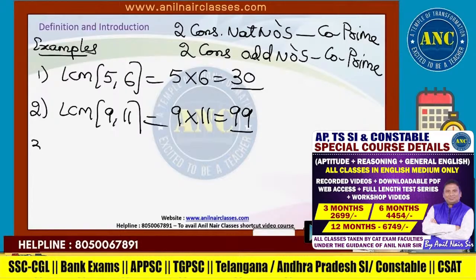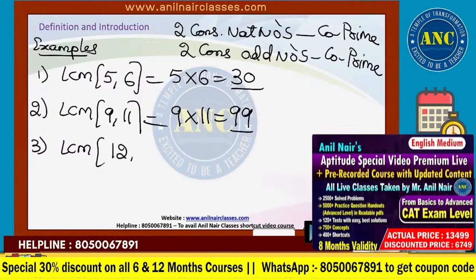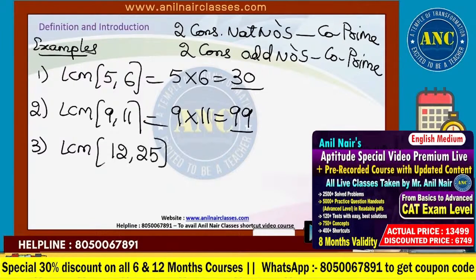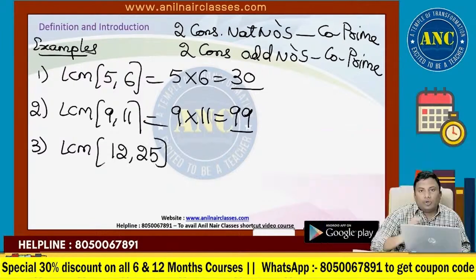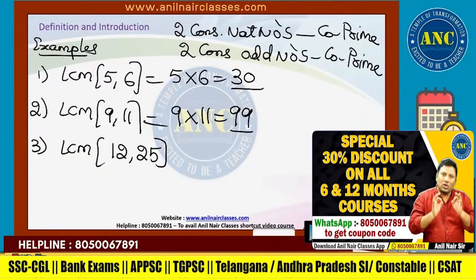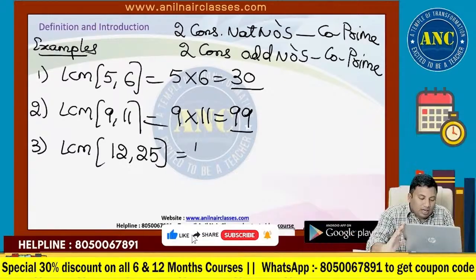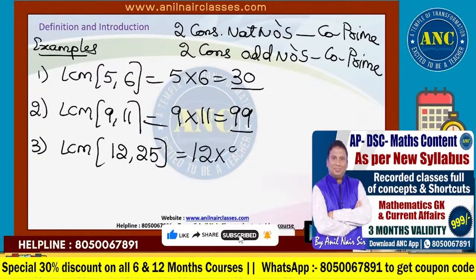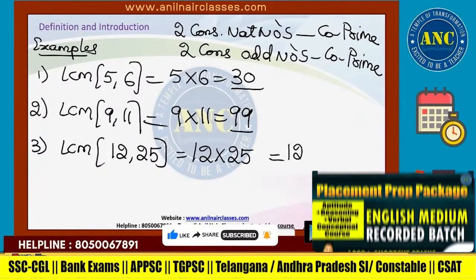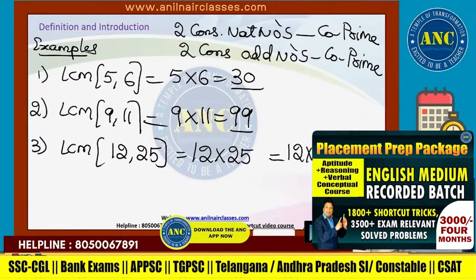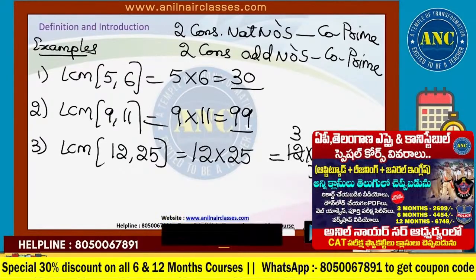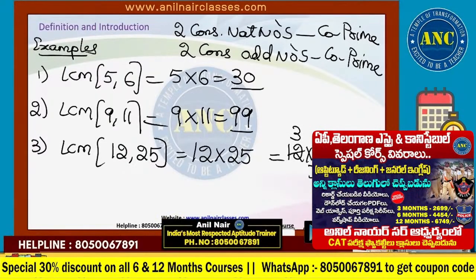Third example. LCM of 12 comma 25. The numbers are not consecutive, or consecutive odd numbers, but still they are co-prime to each other. LCM of co-primes is always their product. 12 into 25, if you are unable to do the calculation, it is 100 by 4. 4 3s are 12. So the answer is 300.